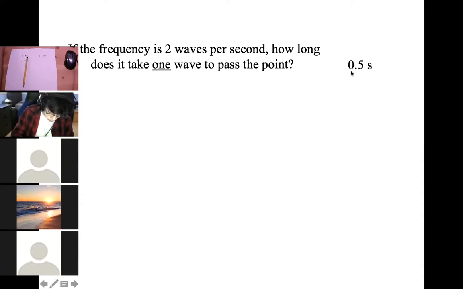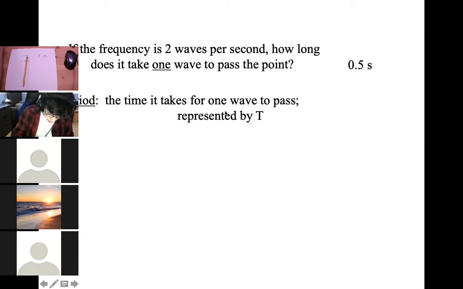The time that it takes one wave to pass the spot is called the period. Period is the time it takes for one wave to pass. This is represented by capital T, not lowercase t, that's a general time. Cap T is the period. Anything in nature that's periodic, that repeats itself, has a period, and the period is the time that it takes for one of those cycles. In this case, the period is 1/2 second.